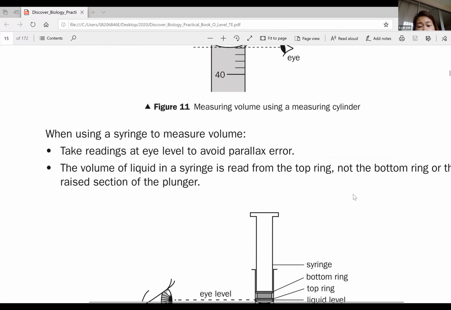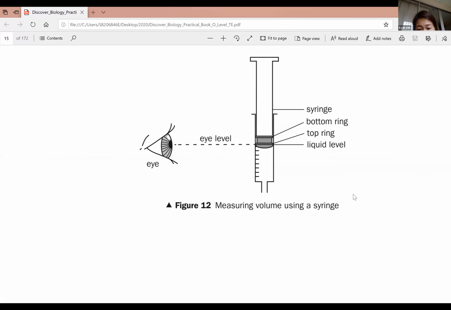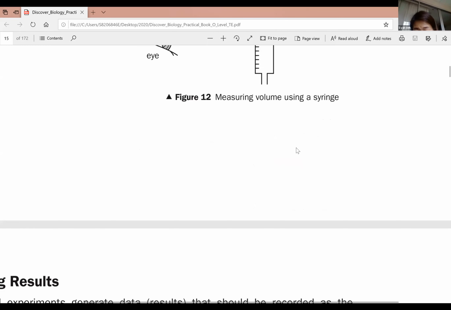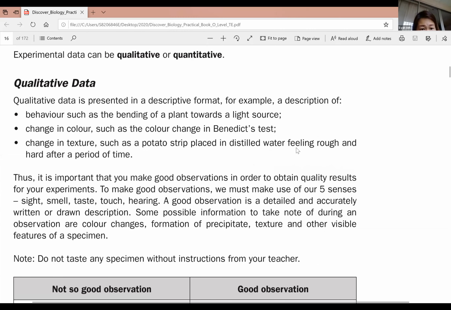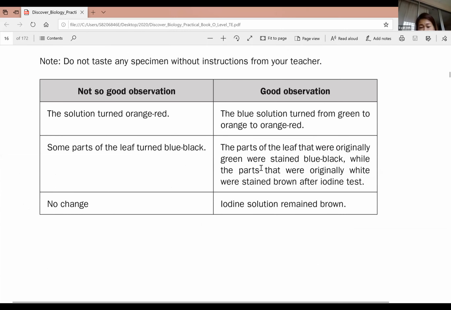Then using the syringe, I believe you all know how to use the syringe already. There's this ring level over here, so you actually measure at this junction, not at the tip. It's at the bottom of the ring level, the marking. Then there's another part. For example, some parts of the leaf are being stained blue-black. You have to be very specific when you record the observation.